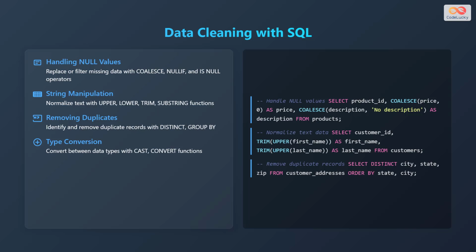Lastly, type conversion is vital for ensuring data consistency, and you can convert between data types using functions like cast and convert. The code examples show some of these techniques. The first example handles null values by replacing them with default values. The second example normalizes text data by trimming and converting strings to uppercase. The third example removes duplicate records by selecting distinct combinations of city, state, and zip code from the customer addresses table.